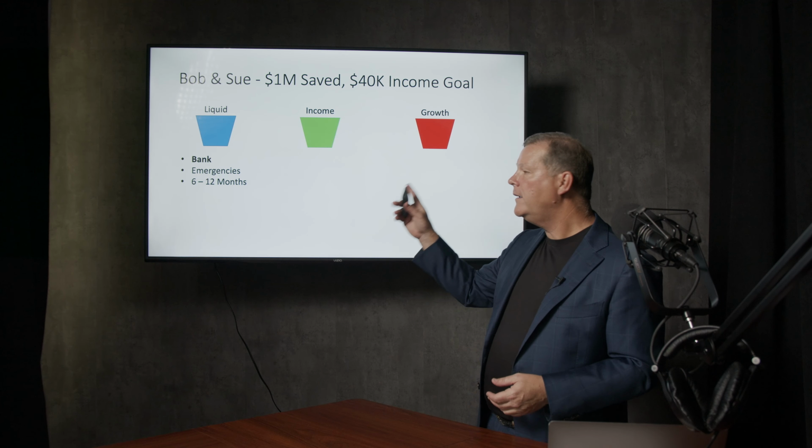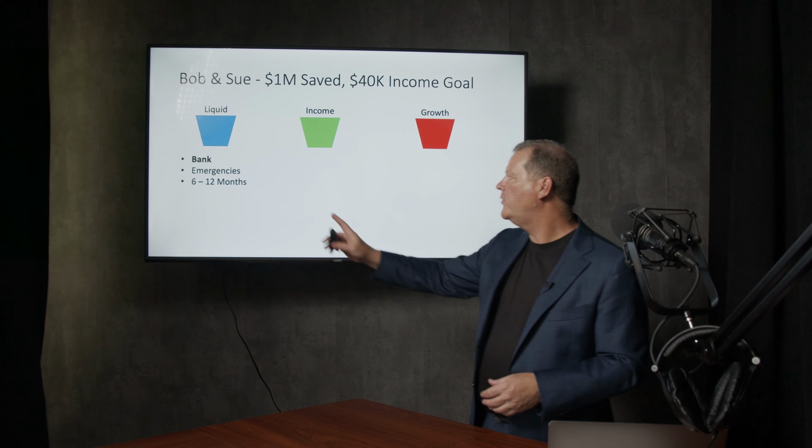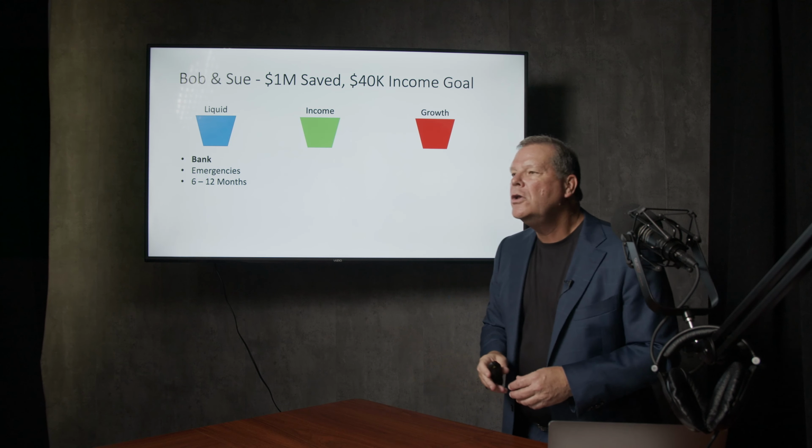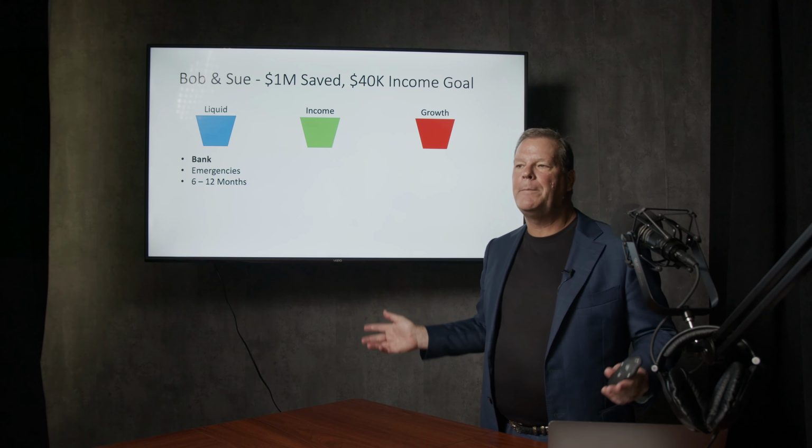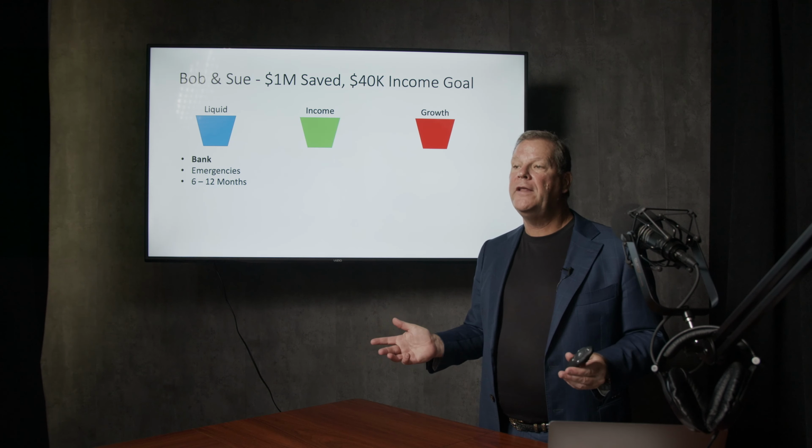Well, you'll notice on the screen we've got three buckets. We've got liquid, income, and growth. First, the liquid bucket. What's going on there? Notice that's money that you have at the bank. Now, you've probably heard this. Most financial advisors tell you you want to have 3 to 6 months saved in emergency funds at the bank. 3 months of your spending to 6 months of your spending.